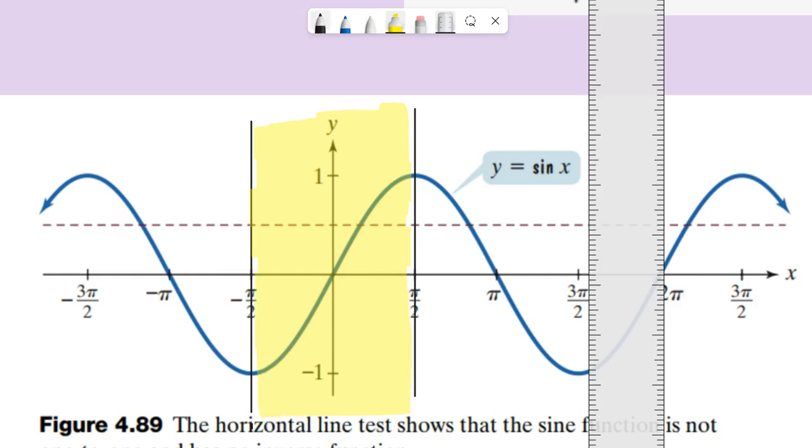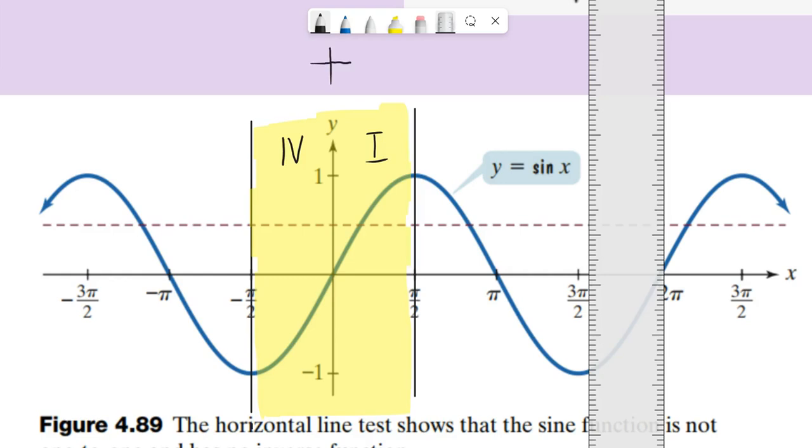You see what I did there? I restricted the domain of the function to negative pi over 2 to pi over 2. This obviously is quadrant 4, so that would be when sine is negative. And here, this would be quadrant 1, because sine here is positive. If you look on the unit circle, it would look something like this.